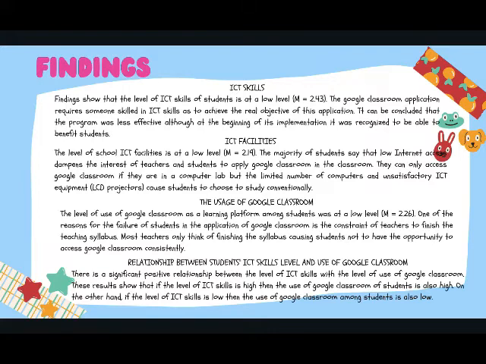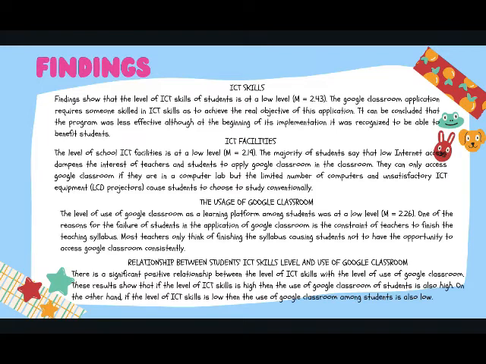Number 3 is the usage of Google Classroom, to answer the third objective. The level of use of Google Classroom as a learning platform among students was at a low level, M equivalent to 2.26. One of the reasons for the failure of students in the application of Google Classroom is the constraint of teachers to finish the teaching syllabus. Most teachers only think of finishing the syllabus, causing students not to have the opportunity to access Google Classroom consistently.